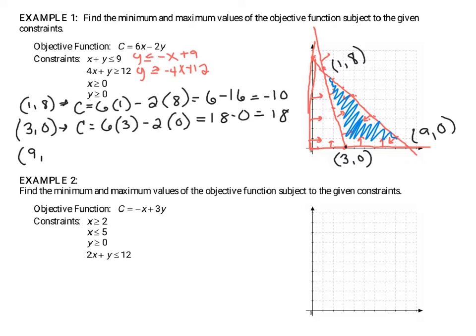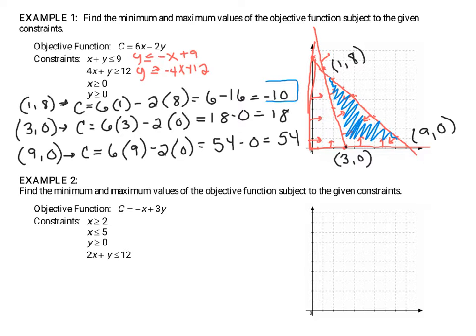And our last point we need to check is 9, 0. So we get 6 times 9 minus 2 times 0, which is 54 minus 0, or 54. My minimum is going to be the smallest value, so the minimum is negative 10. My maximum is the largest value after I plug it into my objective function, so it's going to be 54.